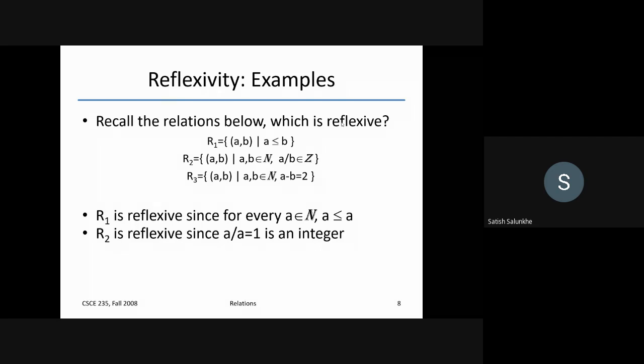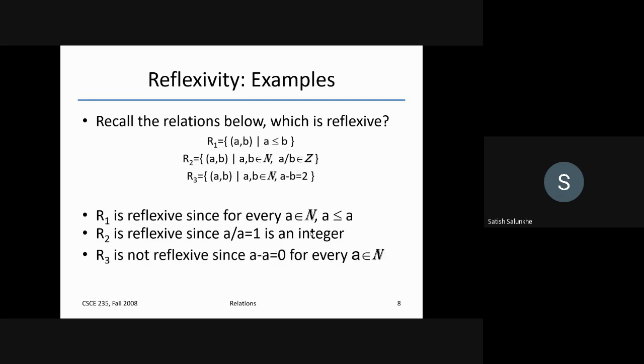When it is the reflexive property, we are talking about an element being related to itself. So when we take (a, a), a minus a will become 0, which is not equal to 2. Therefore, this is not reflexive. R3 is not reflexive since a minus a equals 0. This property is not holding for every a belonging to the natural set N.